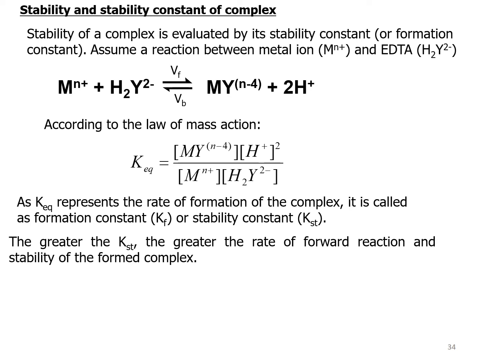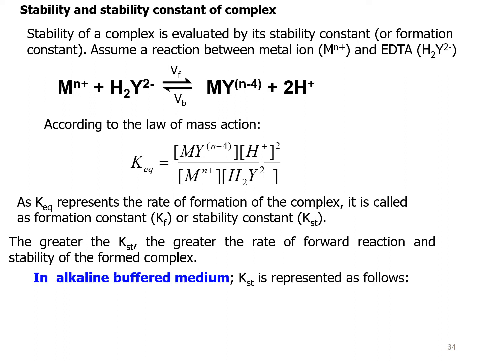The greater the K stability, the greater the rate of forward reaction and the stability of the formed complex. In an alkaline buffered medium, the K stability is represented as follows. We consume the hydrogen, and the reaction is now the division of the molar concentration of the formed complex by the molar concentration of each of the central metal ion and the EDTA.